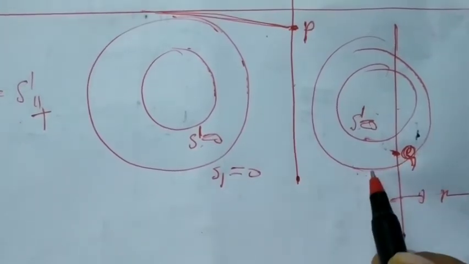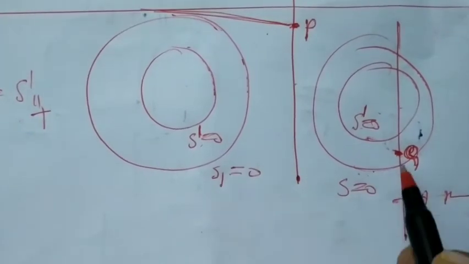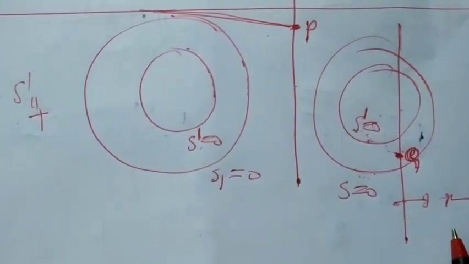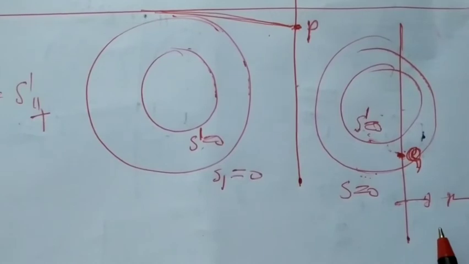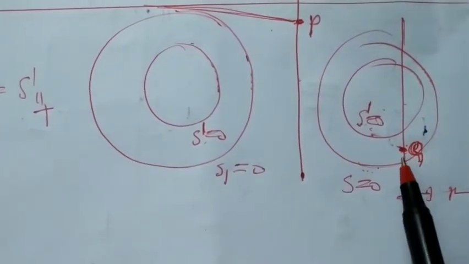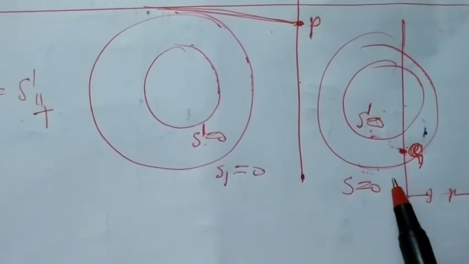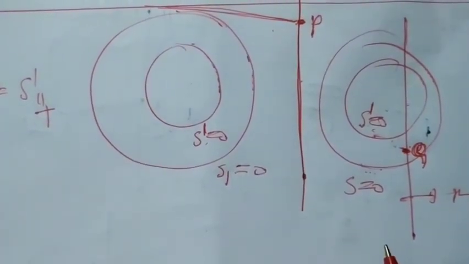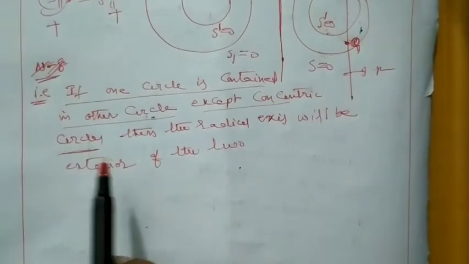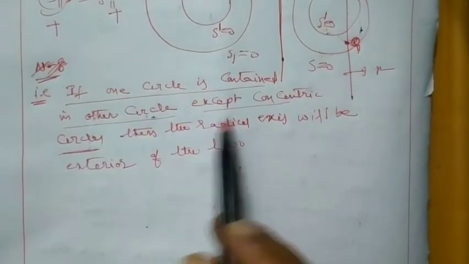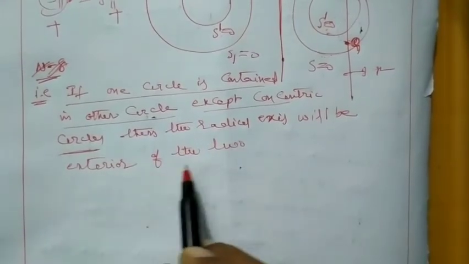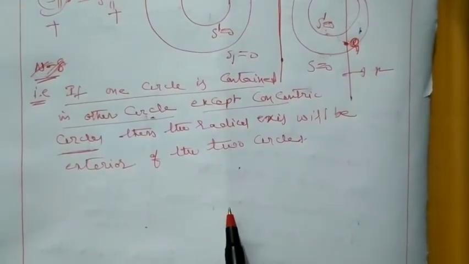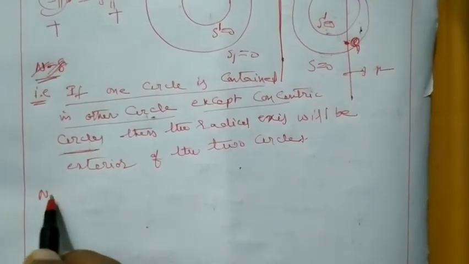The point is inside the second circle, S is equal to 0. Therefore, in this case, the power is negative for one circle and positive for the other. So both of them would not be equal. As per the definition, the power should not be positive and negative. Both should have the same sign. Therefore, the radical axis is always exterior of the circle. Understanding? If one circle is contained in the other circle, except concentric circles, then the radical axis will be exterior of the two circles, meaning it does not intersect any of the circles. This is another point.